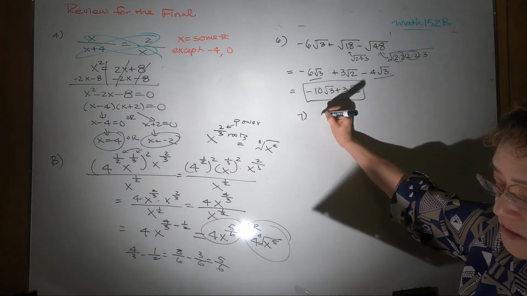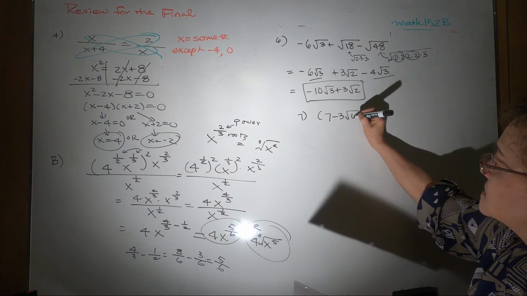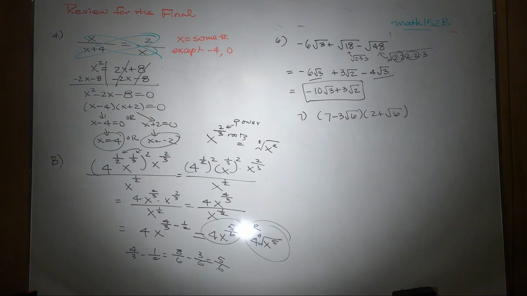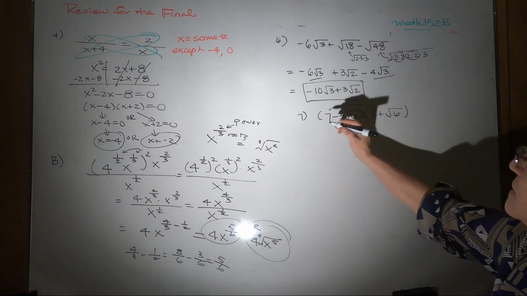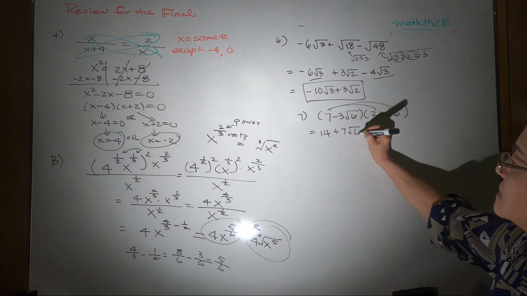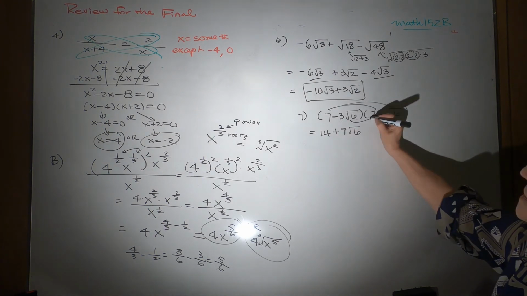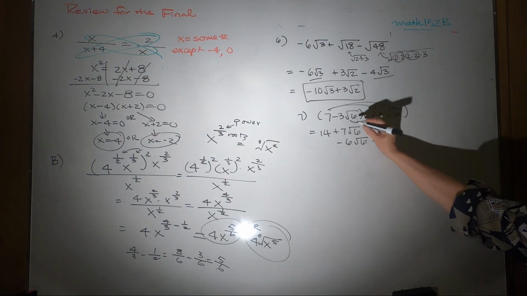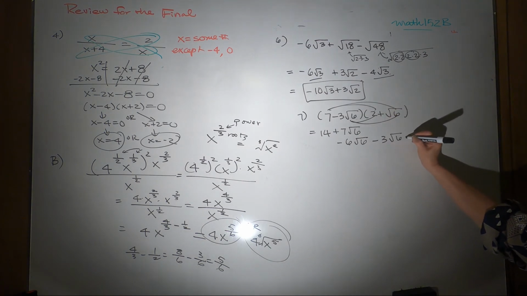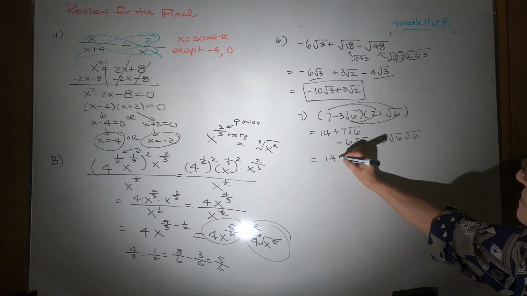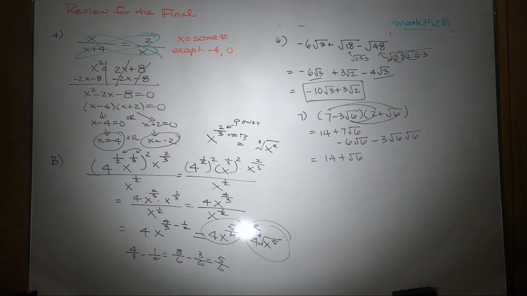Next one. So (7 - 3√6)(2 + √6). Two terms times two terms, you do the FOIL, right? 7 and 2 would be 14. 7 times square root of 6 is 7√6. And this one is minus 6√6, right? Then minus this one, it would be 3√6 times 3√6. So then that would be 14 plus √6, right?